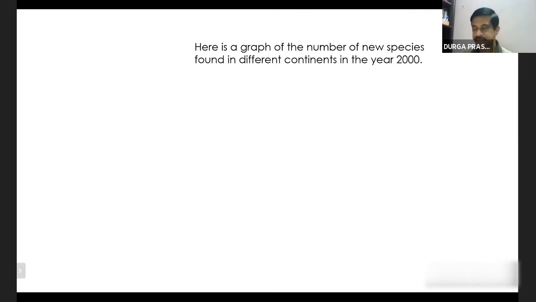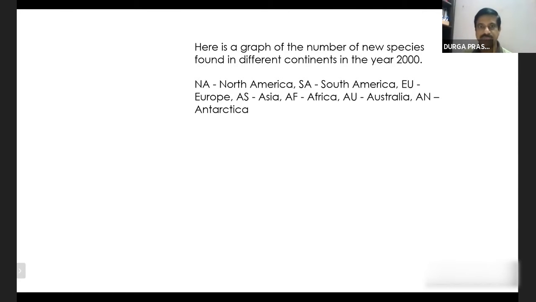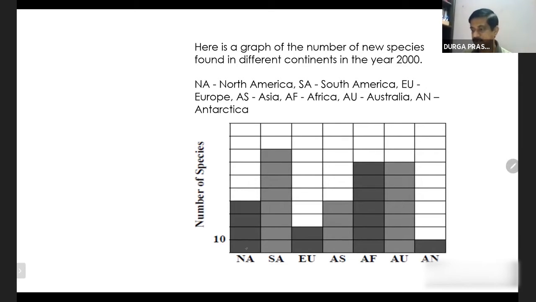Now if you look at this, here is a graph of the number of new species found in different continents in the year 2000. NA means North America, SA means South America, EU means Europe, AS means Asia, AF means Africa, AU means Australia, AN means Antarctica. NA, North America, is 10, 20, 30, 40 units. Then South America, sorry, not Africa, South America, 1, 2, 3, 4, 5, 6, 7, 8, means 80 units. Each one unit is 10 units. Europe, 20. Asia, 40.